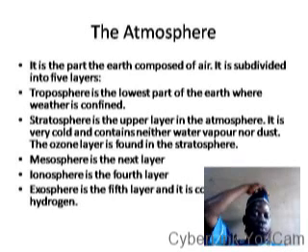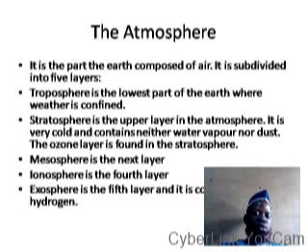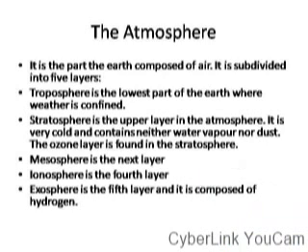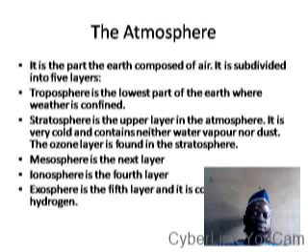After the ozone layer, if you go up, we get to the mesosphere, which is even colder than the stratosphere. After the mesosphere, we get to the ionosphere, which is also called thermosphere. Then after the thermosphere, we get to the exosphere. The exosphere is composed of hydrogen, and that is the last layer of the Earth.